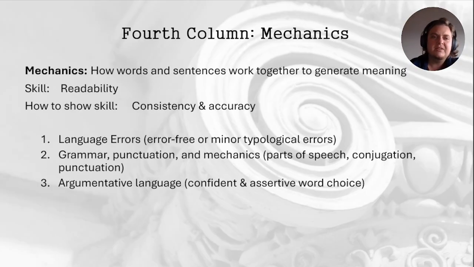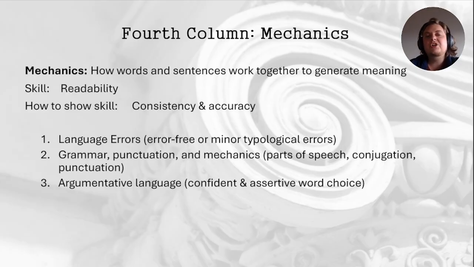Okay, next we're going to talk about the mechanics column. Mechanics is comprised of grammar and punctuation. It also includes how words and sentences work together to generate meaning. The skill we're going to be testing for by looking at mechanics is readability. If you have lots of errors and a pretty loose grasp of grammar and punctuation, then your readability is going to be severely impacted. The main thing we want out of this column is an ease of understanding. I want to be able to understand what you're saying, and a confident command of grammar will ensure that.